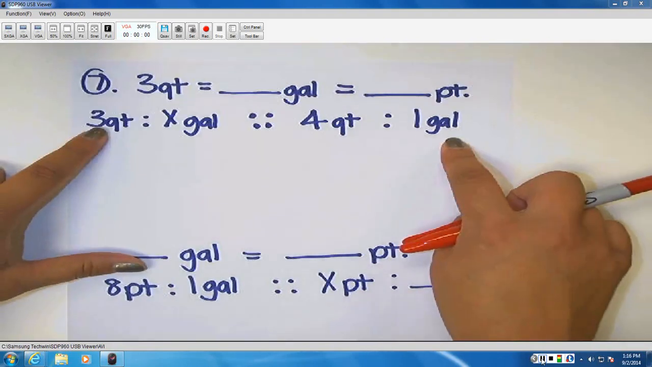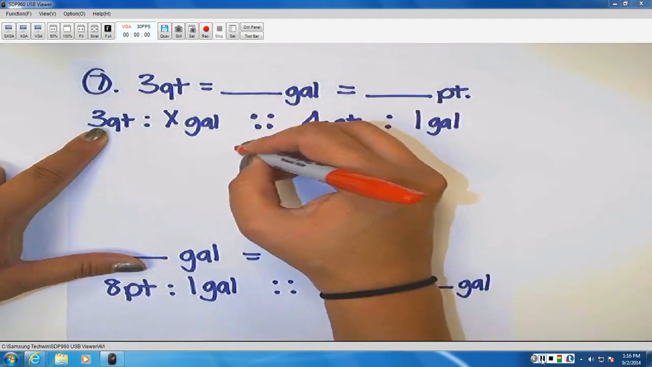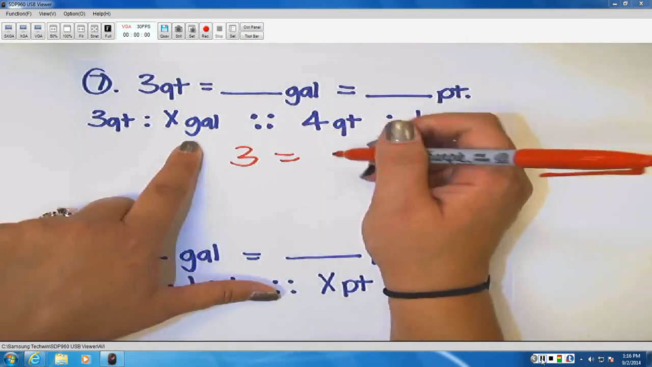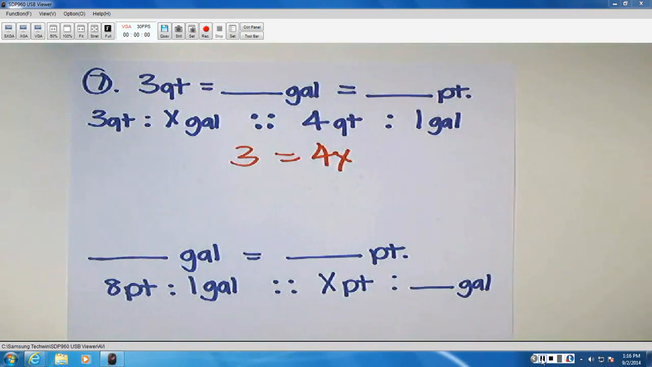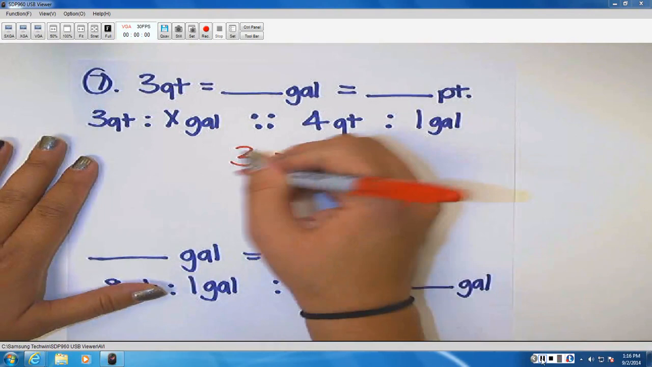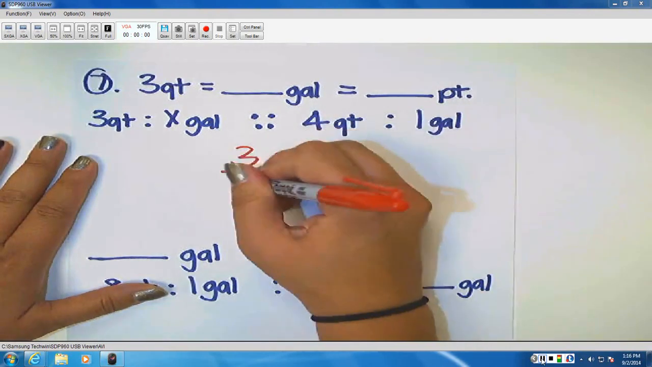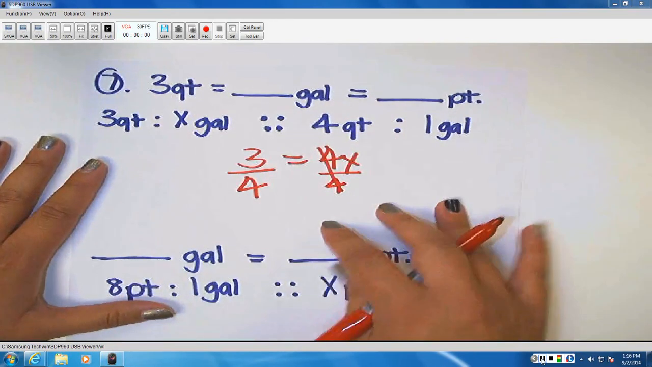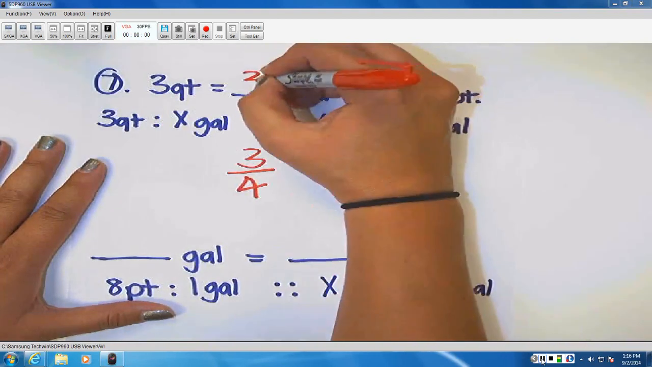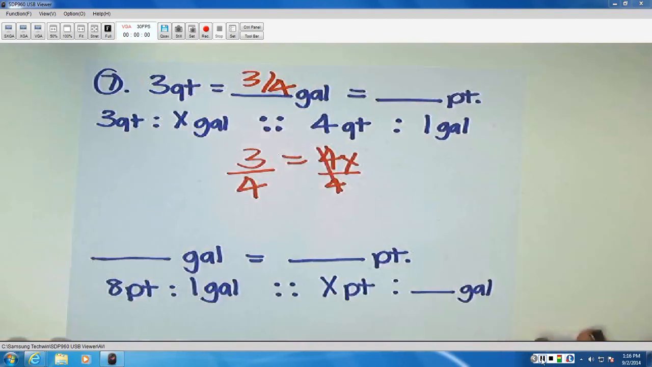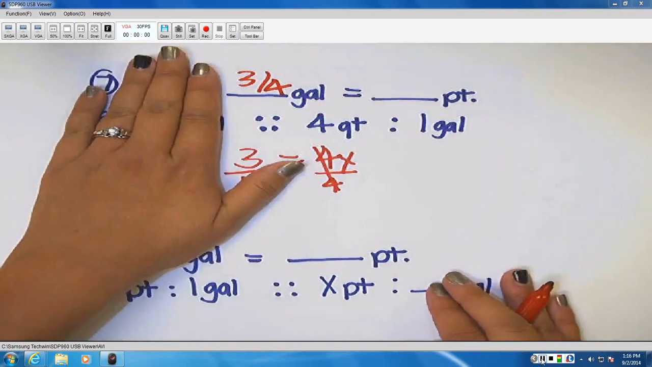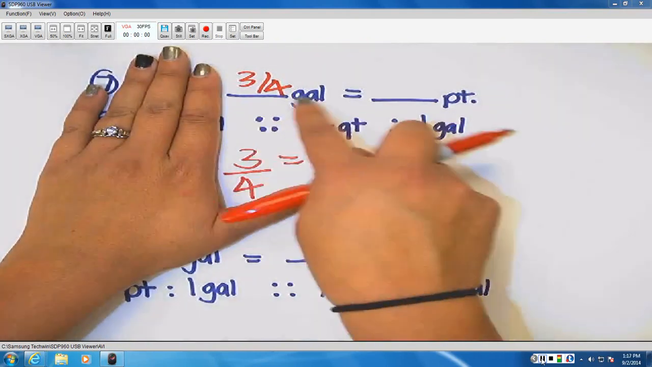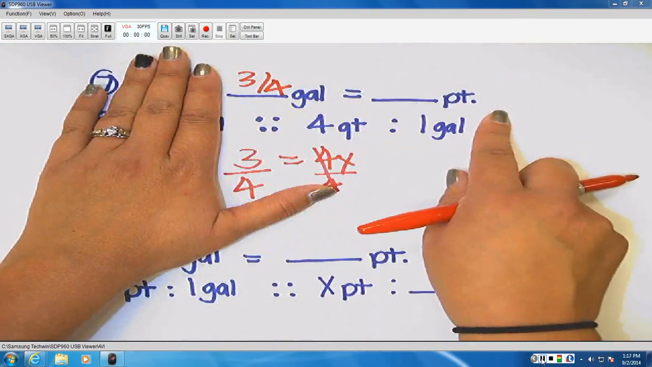So 3 times 1 is 3 equals 4x. So then I'm just going to divide 4 by both sides, which is going to equal that out, and this is 4. So I know that 3 quarts is 3/4 of a gallon. So now I have that first half done. Now I need to work on the second half. So the second half's question is 3/4 of a gallon equals how many pints?